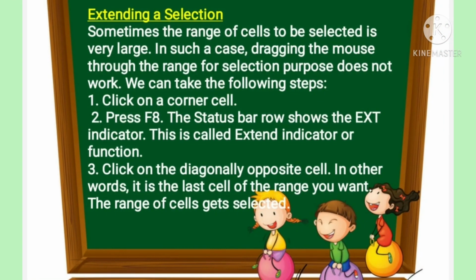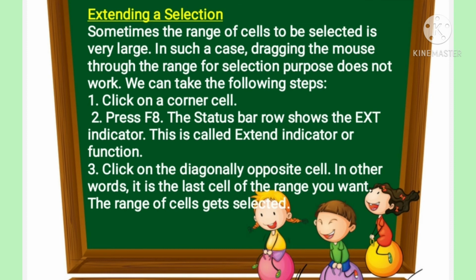Now let us see how we can extend a selection. Sometimes we have a large range of cells to be selected, but it is not possible by dragging the mouse through the range for selection purposes. We can take the following steps to extend a selection. First, click on a corner cell. Second step, press F8. The status bar now shows the extend indicator.